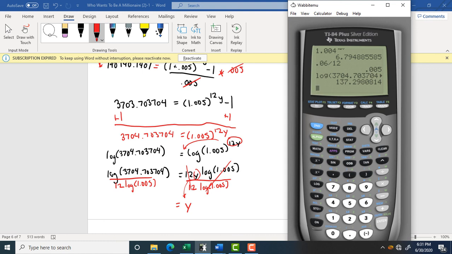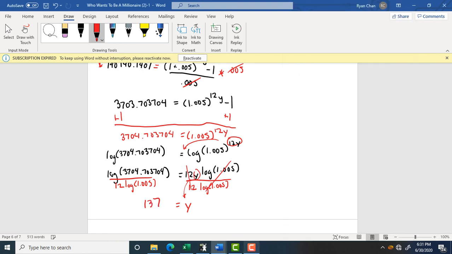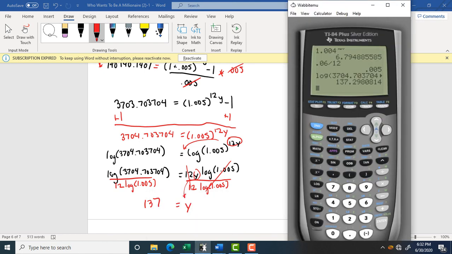Now, if you don't like that, you can do it separately. So let me show this to you one more time. I can show you the other way. I can do the log of 3704.703704. You can first divide it by 12. And then whatever that answer is, you'll divide that by log of 1.005. So you can do it a little bit slowly, and you will still get the same thing.